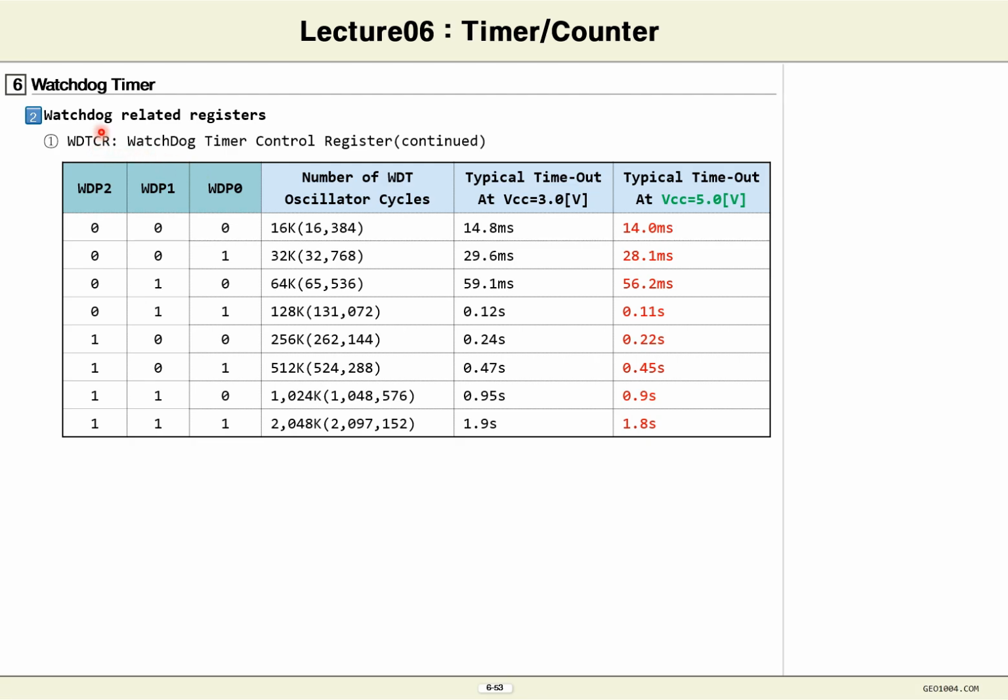Let's continue to look at registers related to the watchdog. This is the continuation of the watchdog timer control register. The watchdog prescaler bits 0, 1, and 2, which determine the period of the watchdog timer, are 3 bits. As you can see, there are 8 cases. At a typical 5-volt level, the timeout time can be set variously from 14 milliseconds to 1.8 seconds. You need to know the contents of this table.